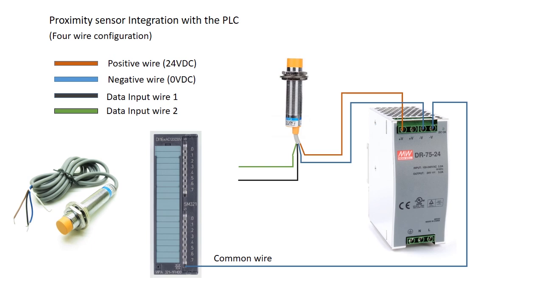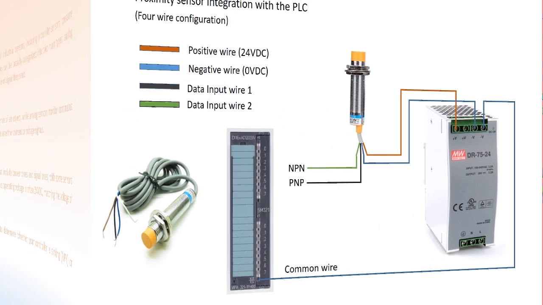Earlier, we mentioned different wire configurations for inductive proximity sensors. Now, let's explore why these configurations exist. As for the 4-wire inductive proximity sensor, it's similar to the 3-wire configuration, but with an extra wire. This extra wire is what makes it flexible. It allows the sensor to support both NPN and PNP types.